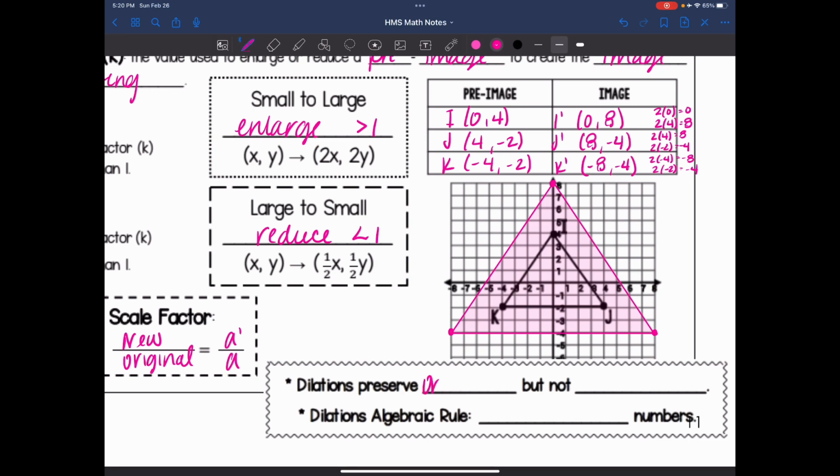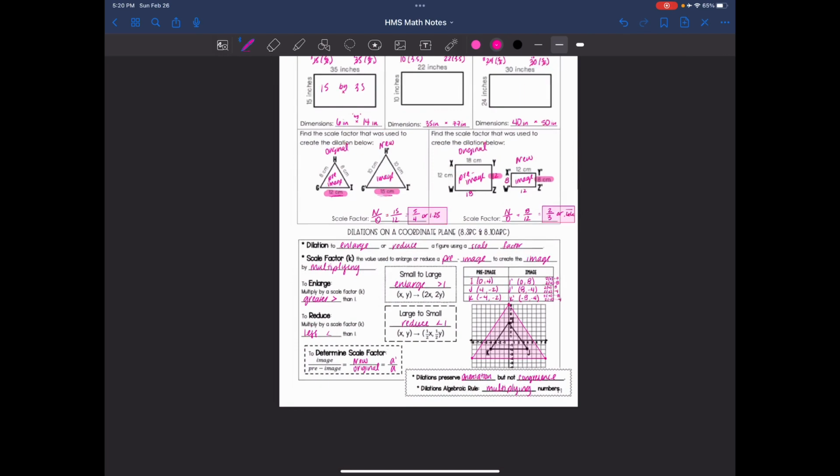Dilations preserve orientation, right? Because my triangle didn't turn or reflect or flip or rotate at all, but not congruence, because they are not the same triangle. That pink triangle is double the size of the smaller triangle. So they do not preserve congruence. Dilations, the algebraic rule in English is simply multiplying. Multiplying by what? Oh, the scale factor. Yeah. Okay, cool. So let's put this into practice.